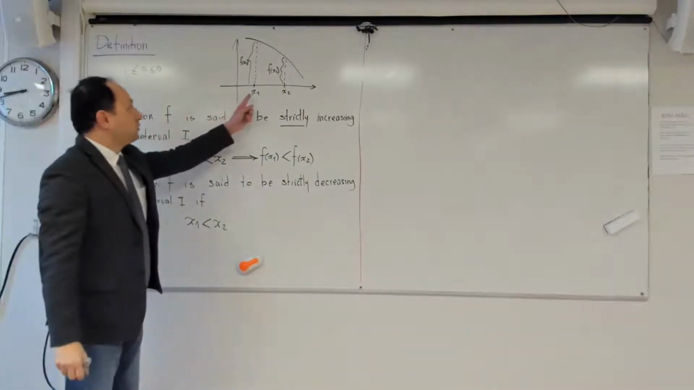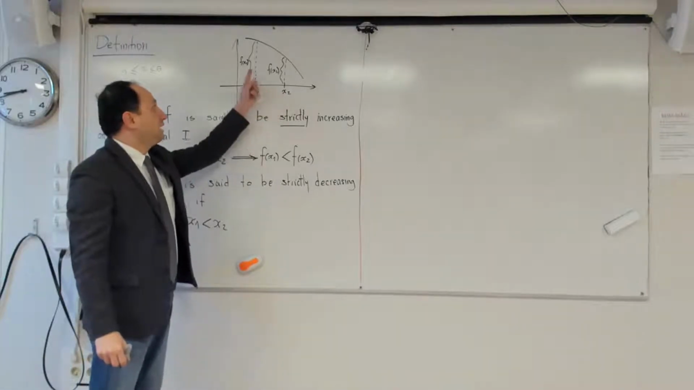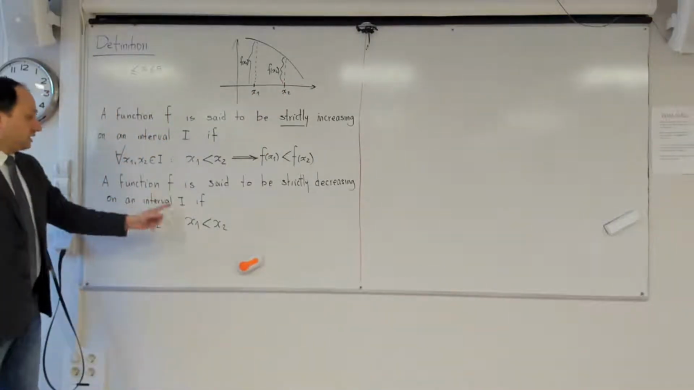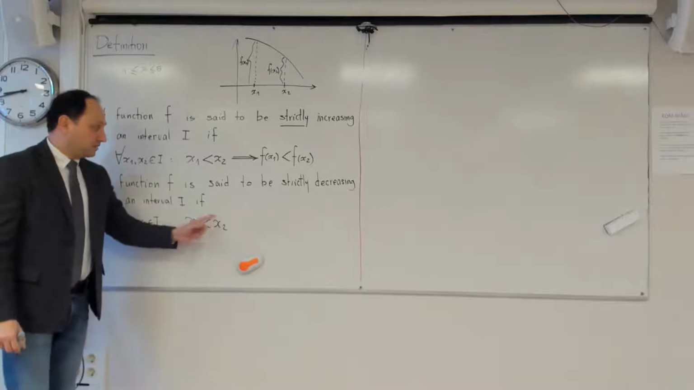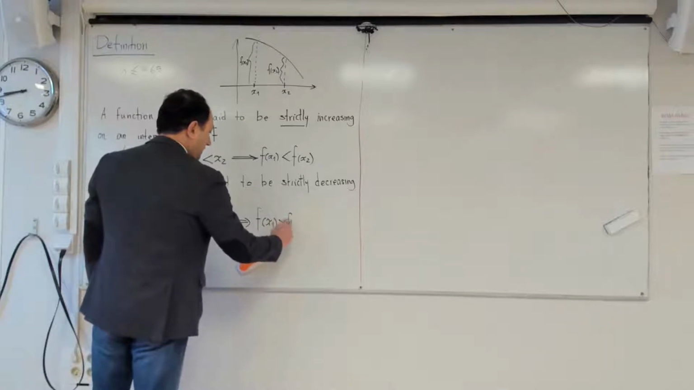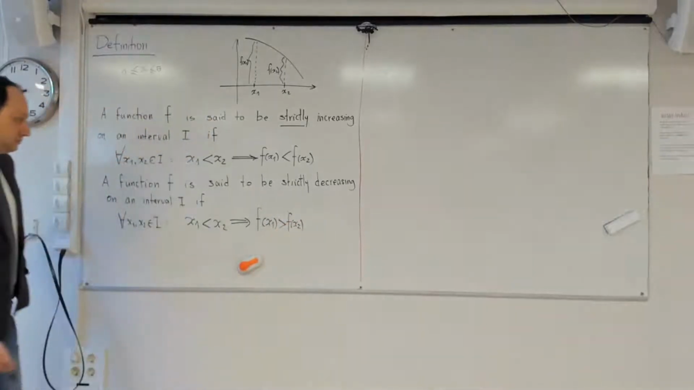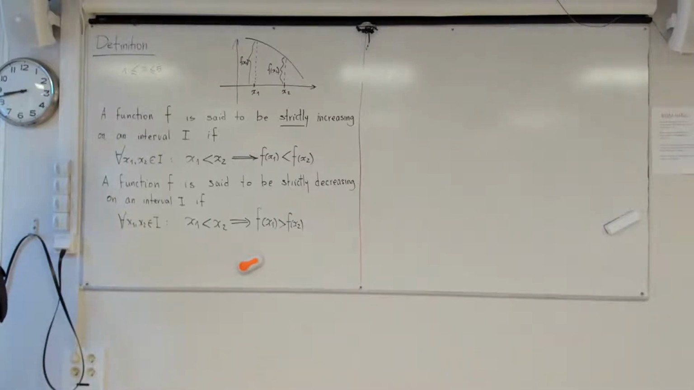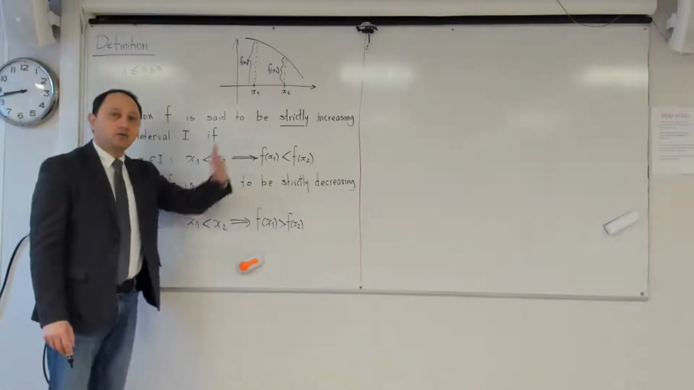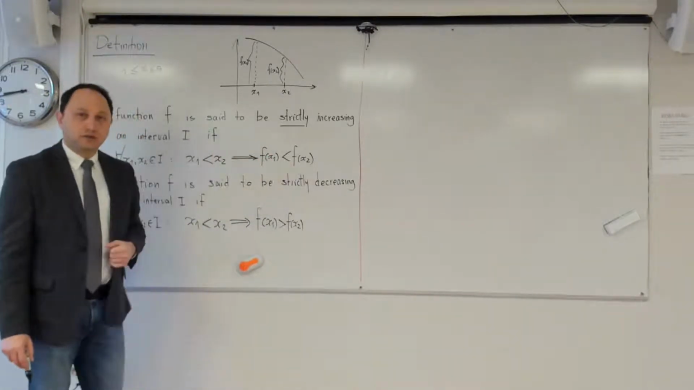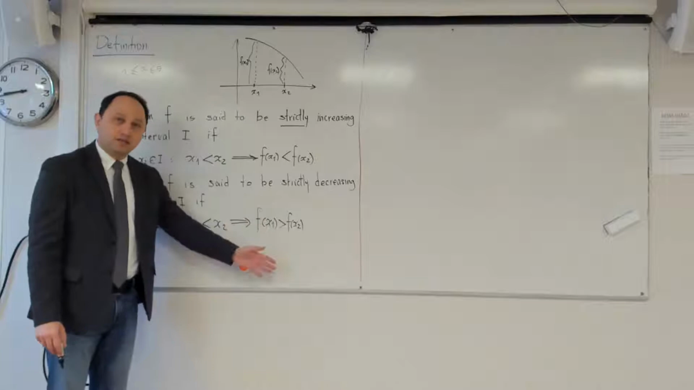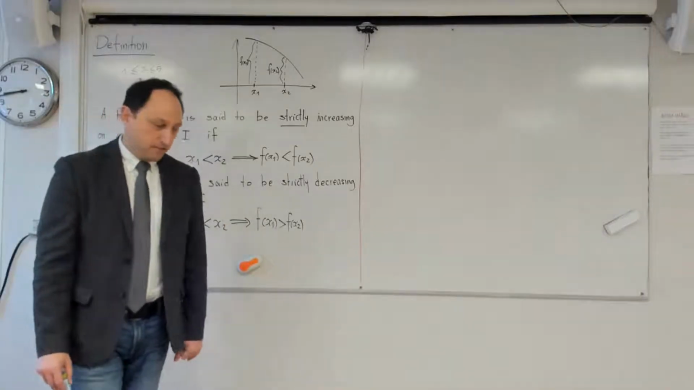So this time you see that when x1 is smaller than x2, f of x1 is greater than f of x2. So this means that a function is decreasing if x1 less than x2 implies that f of x1 is greater than f of x2. Okay? So if you increase the value of x, the value of f of x also increases, the function is increasing. If you increase the value of x, the value of f decreases, the function is said to be decreasing.